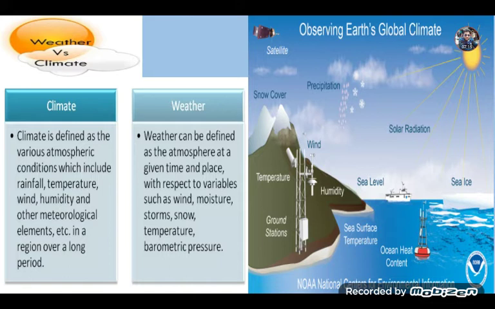Weather data is obtained through direct observation, or by the use of instruments we can obtain the data of weather, but climate data is based on calculated averages of data recorded over a period of 35 years. It's very difficult to get the data of climate.